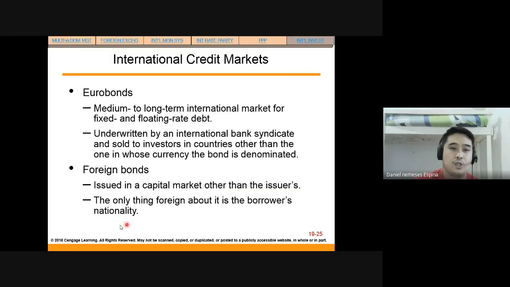Foreign bonds are issued in a capital market other than the issuer's. So the only thing foreign about it is the borrower's nationality. Most of the investors or bondholders of these bonds are not from that country. So let's say the US will issue foreign bonds. Its own US citizens cannot purchase these bonds, but they will be purchased by other nationalities.